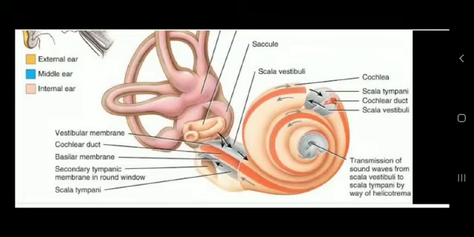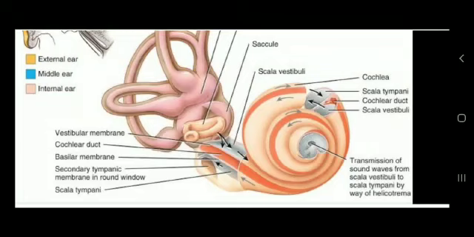Its three walls are formed by the basilar membrane, which is attached medially to the osseous spiral lamina and laterally to the fibrous spiral ligament, and then Reissner's membrane, which is attached medially to the wall of the limbus and laterally to the upper margin of the stria vascularis, and then the stria vascularis, which forms the lateral wall of the cochlear duct. So this is about the anatomy of the internal ear, mainly the cochlea.